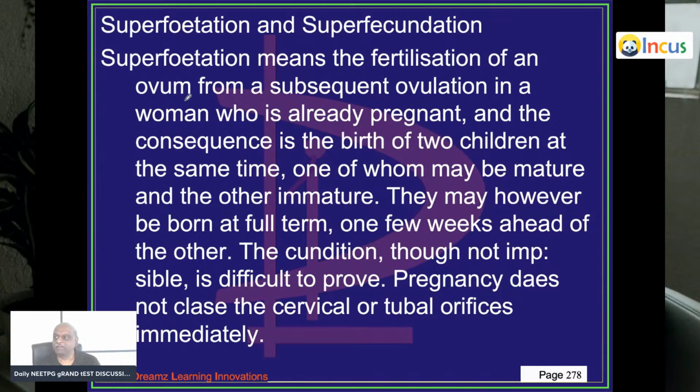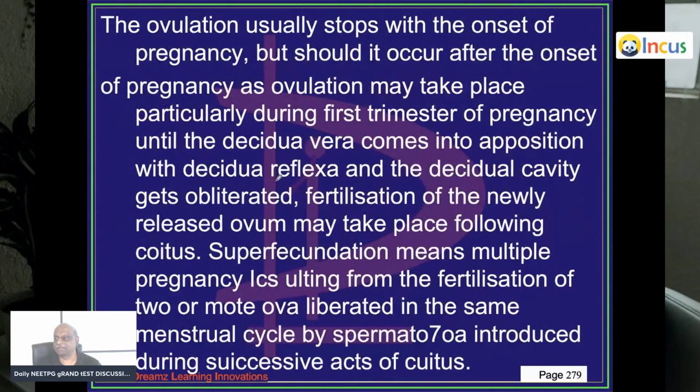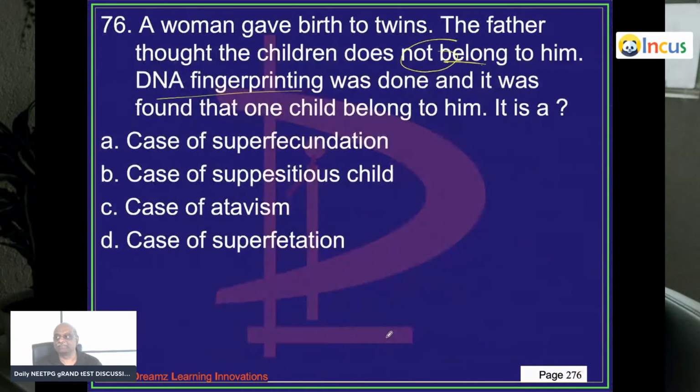Superfetation means fertilization of an ovum from a second, subsequent ovulation of a woman who is already pregnant. Superfecundation means multiple pregnancy from the fertilization of two or more ova liberated in the same menstrual cycle by the spermatozoa introduced by successive acts of coitus. That's the whole problem.